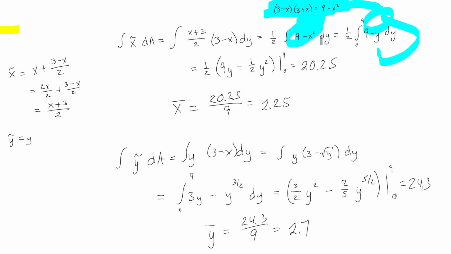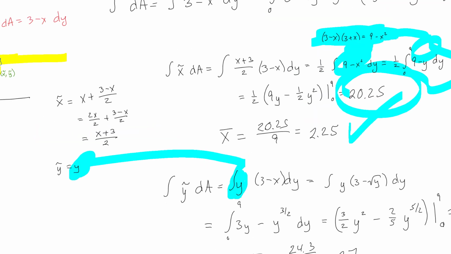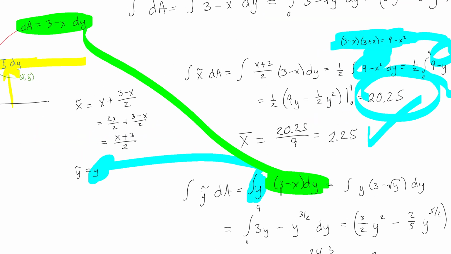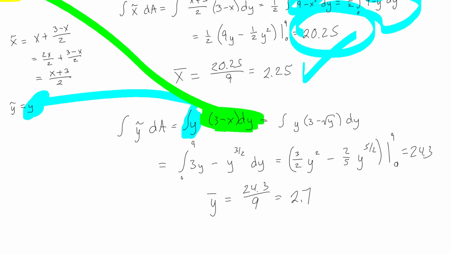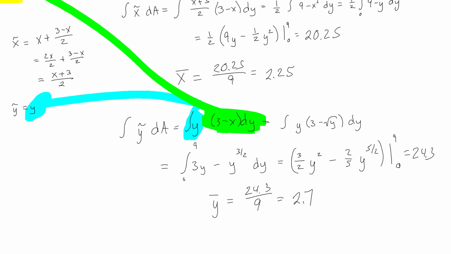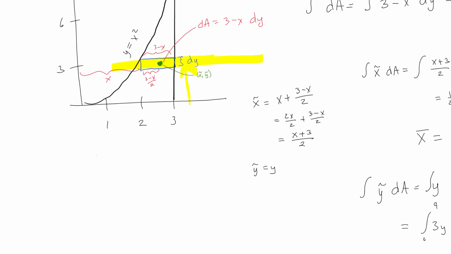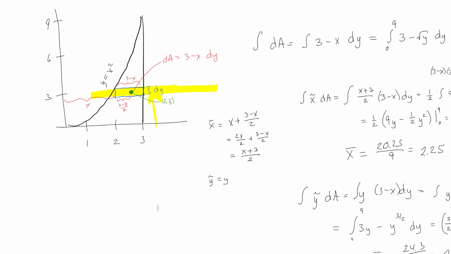You're just plugging stuff in, you get the exact same answer we got last time, which really shouldn't be a surprise. Same thing here. We're going to plug in the y for that y tilde. We're going to plug in the dA is equal to 3 minus x dy. We plug that in. We just go nuts with integration, and honestly, we end up with the exact same answer we had before. So this is mostly just to tell you that if you pick the wrong dA, that doesn't mean that you can't get the right answer.